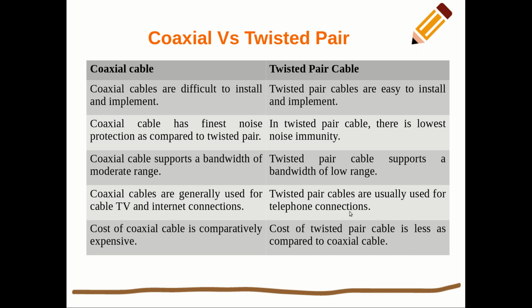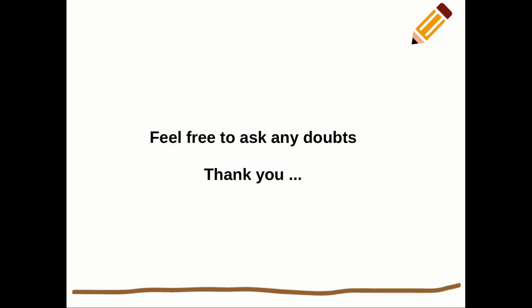So cost, of course, as it provides better performance, the cost of coaxial cable is comparatively expensive, whereas the cost of twisted pair is less as compared to coaxial cable. So this is how you can compare between these two. With this we can wind up the discussion on coaxial cable, and in the next part we will see the most popular of this category, that is the fiber optic cable. Thank you.